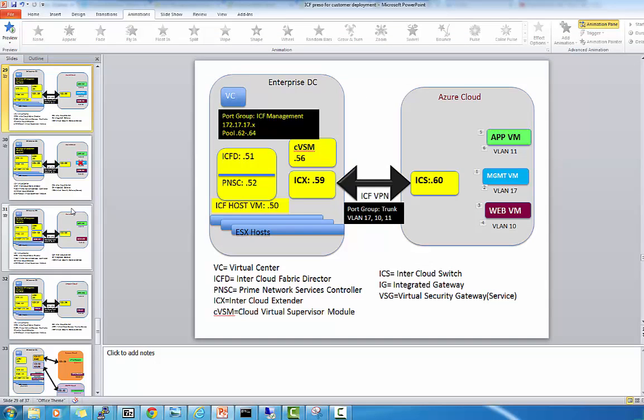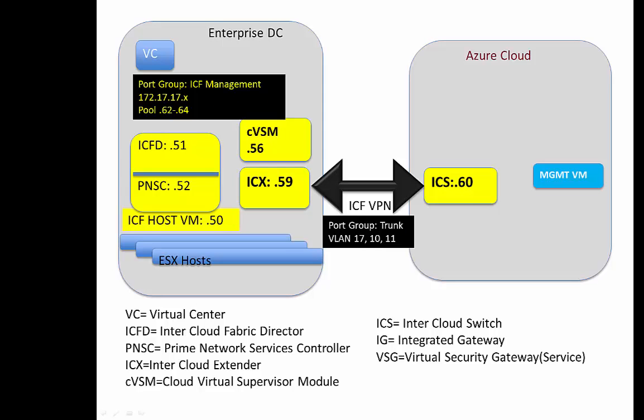So the status right now is this, kind of where we are. We deployed the first management VM into Azure. That's VLAN 17, and we pinged and RDPed that box from inside the data center. Then we deployed a web VM, which is VLAN 10, and an app VM, which is VLAN 11. So this is the current status, and I terminated the management VM because I don't need that anymore, and we moved the web VM to the data center.